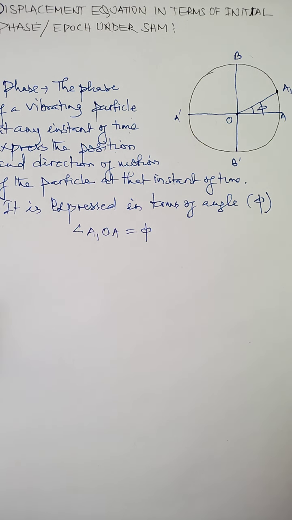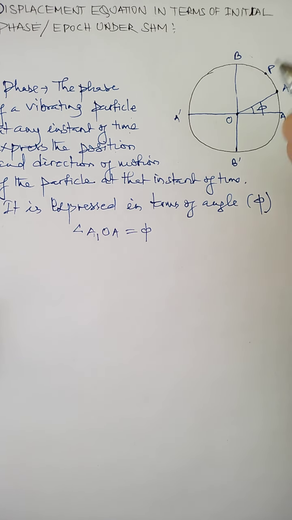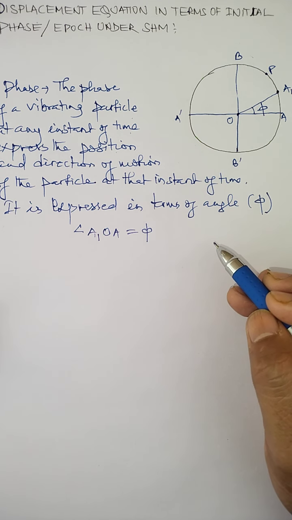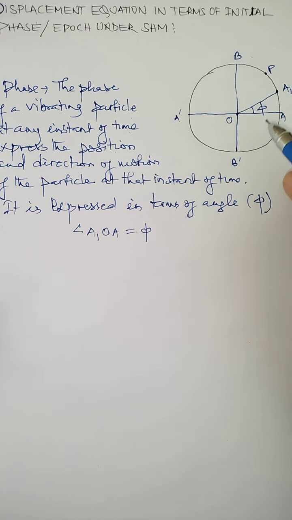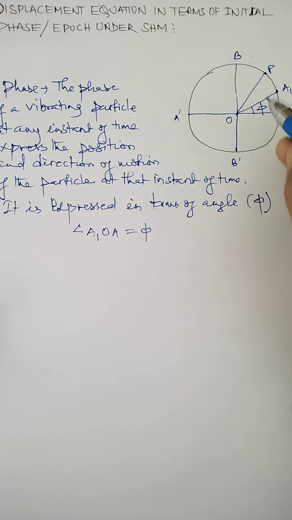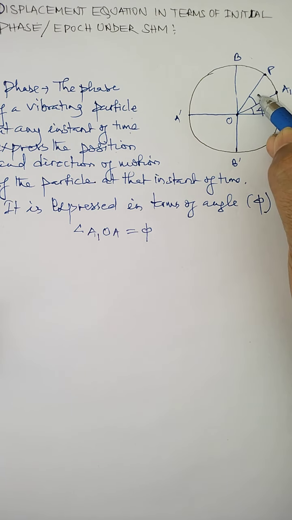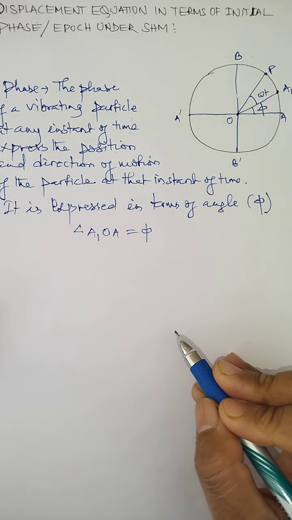Now after that the particle will displace from this point A and reach some point, say P. Suppose the particle reaches this point P after a certain time interval T. So when the particle displaces from point A1 to P after time interval T, there is an angular displacement of the particle from A1 to P, and that angular displacement I consider as omega T. What is the angular displacement? Omega T.